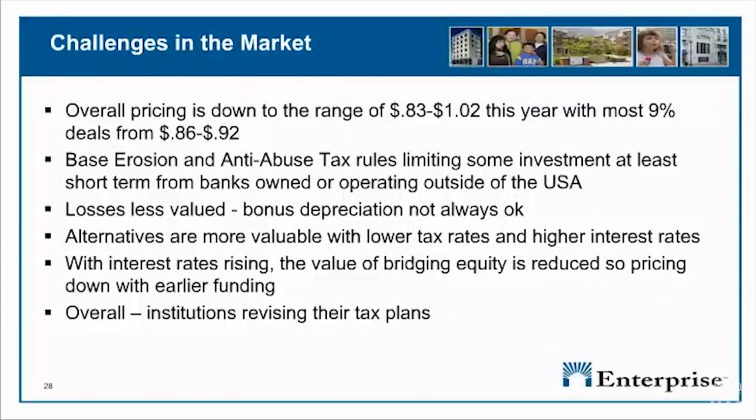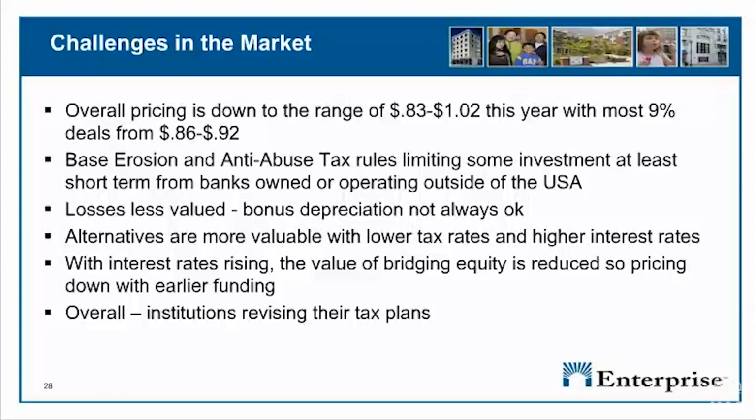Comparing where we are today from 2016. Overall, the pricing today is down in the range of 83 cents up to maybe $1.02. That's a 20-cent range, which is actually very typical. You don't see it for a given deal. Usually the range of pricing that is available to a given deal is in a 2 to 4 cent window.